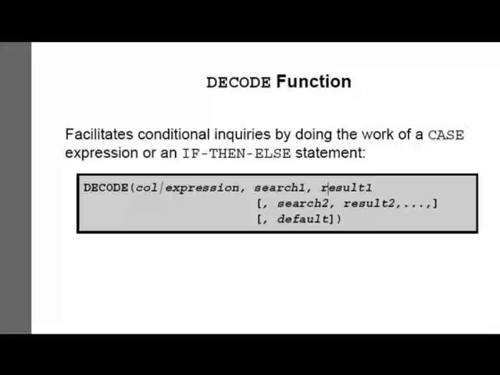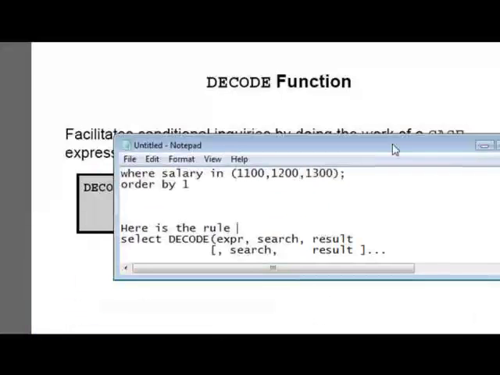Hello folks, the decode function is a scenario where this is the syntax format of it. Let me explain this syntax. We have a select statement, decode, column or expression, search, put the result, search, put the result, search, put the result, and so on. What I mean by that? Let's look at this function as follows.